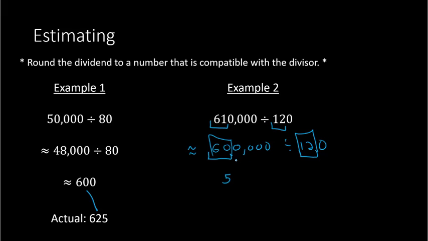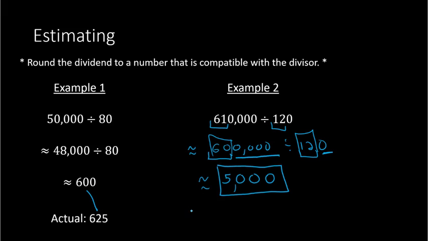All right, and then we need to determine the number of zeros. So in addition to the 60, we have 4 zeros after. And then with 120, we have 1 zero here. 4 minus 1 is 3. So that means we have 3 zeros after the 5, which is 5,000. So your estimate would be about 5,000.